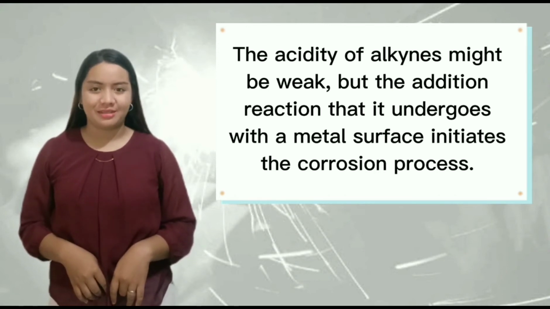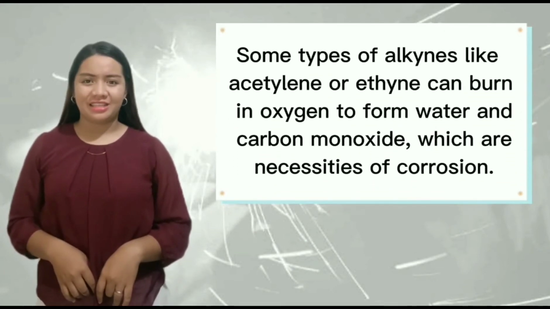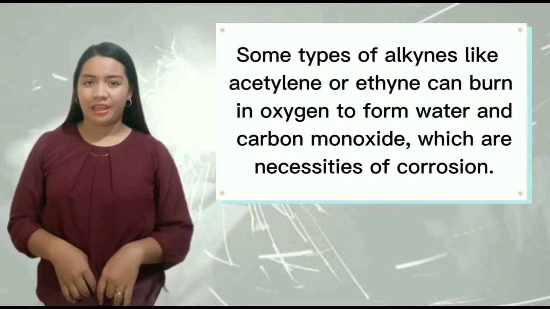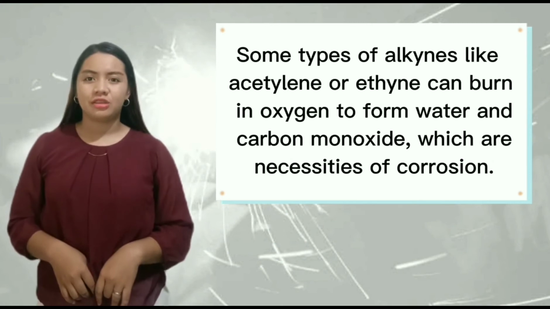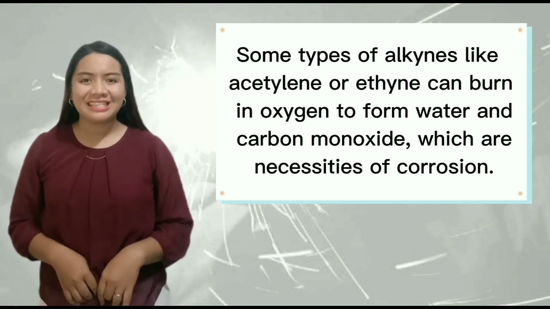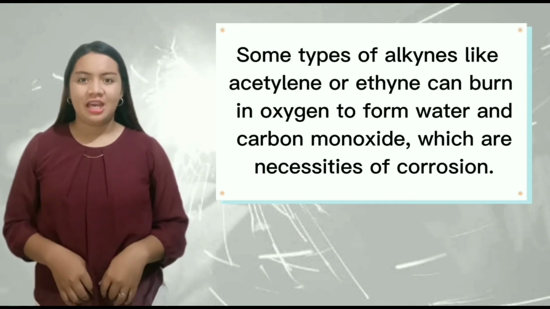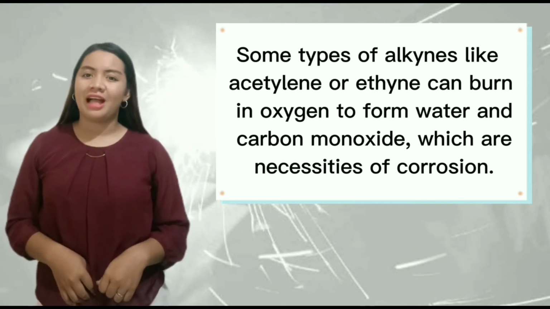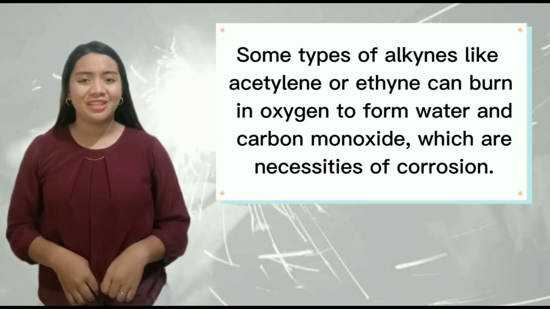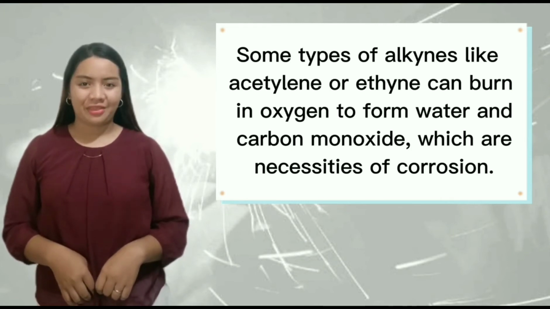corrosion process. Some types of alkynes, like acetylene or ethine, can burn in oxygen to form water and carbon monoxide, which are necessities of corrosion. Certain polymers of the alkynes can be used as corrosion inhibitors or cathodes.